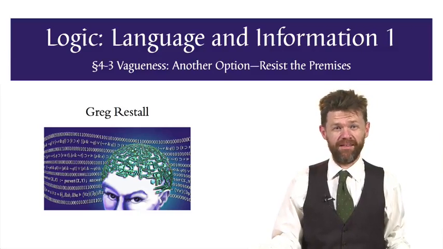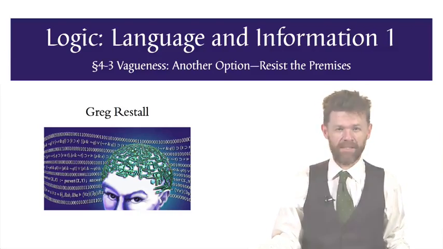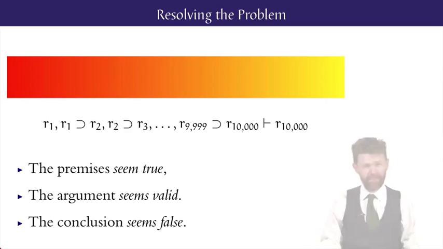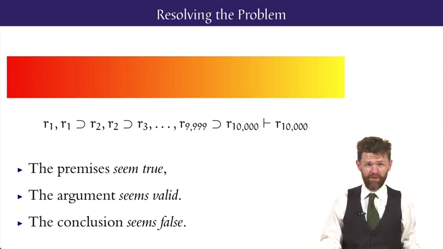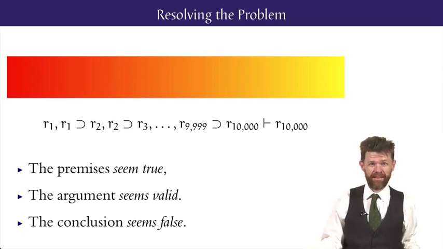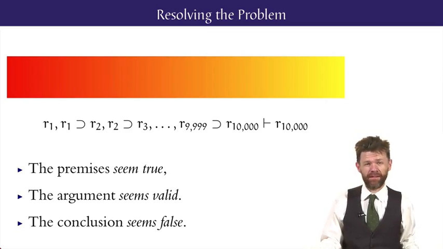Welcome to the last lesson in the philosophy section of Logic, Language and Information. We're looking at vagueness and the Sorites paradox. We've got an argument which seems to be valid, which leads from premises which seem true to a conclusion that seems false, and these seemings can't all be right.